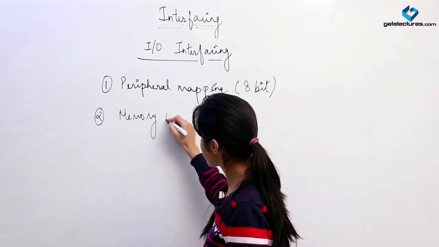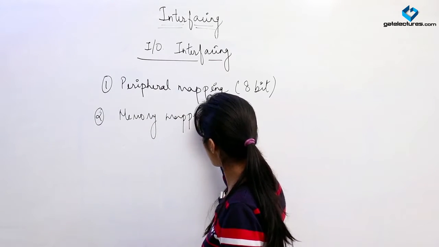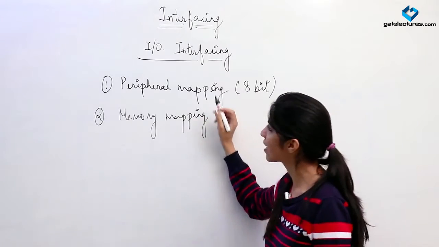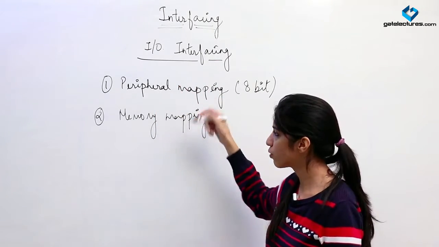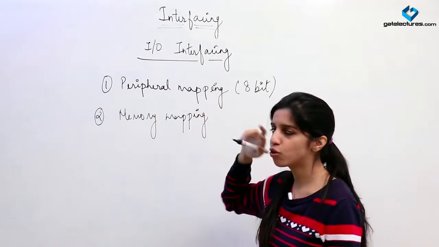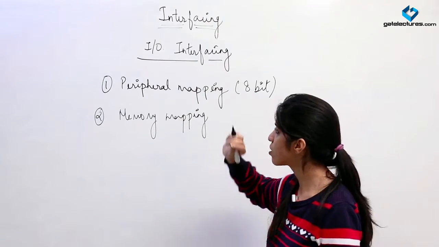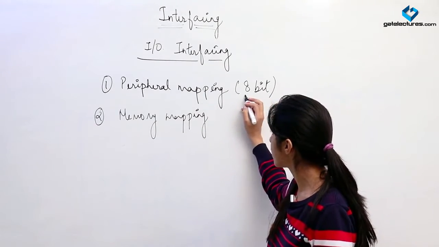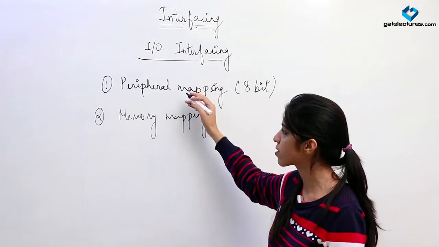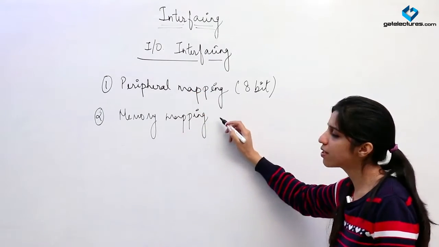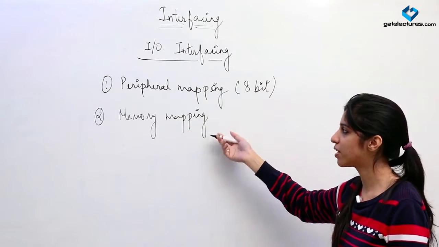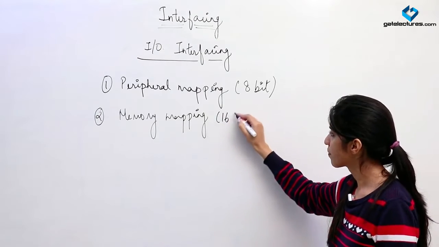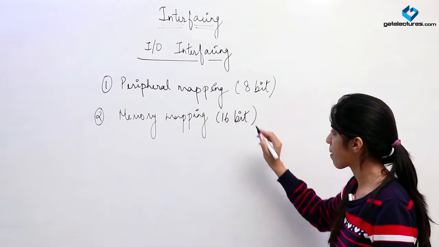See, in both these cases, we are going to connect input output devices only. We are not going to connect memory, but there are two ways of connecting input output devices. One is to give their particular 8-bit address to the microprocessor. The other way is to give their 16-bit address, just like memory. They will be treated like memory locations. This is going to be 16-bit mapping.